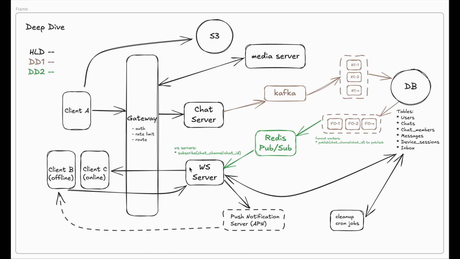So here, in deep dive number 2 for the first bottleneck solution, we add a Redis pub/sub system, and we add the fan-out workers to publish those messages to the chat channel, which is partitioned by the chat ID, to the pub/sub service. And the WebSocket servers on the subscriber side subscribe to the chat channel, which is based on the chat ID.